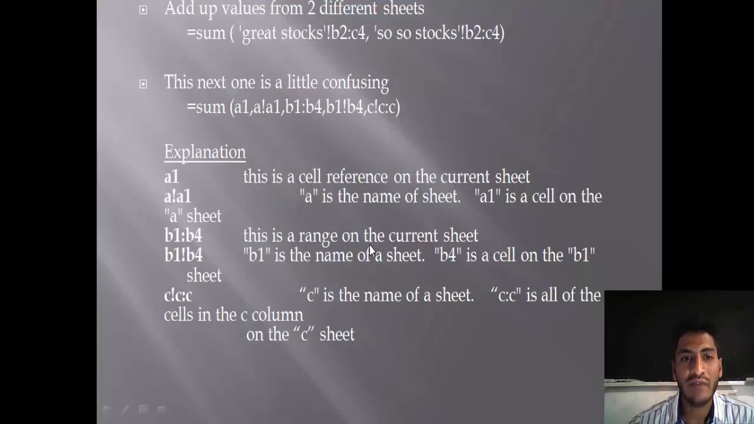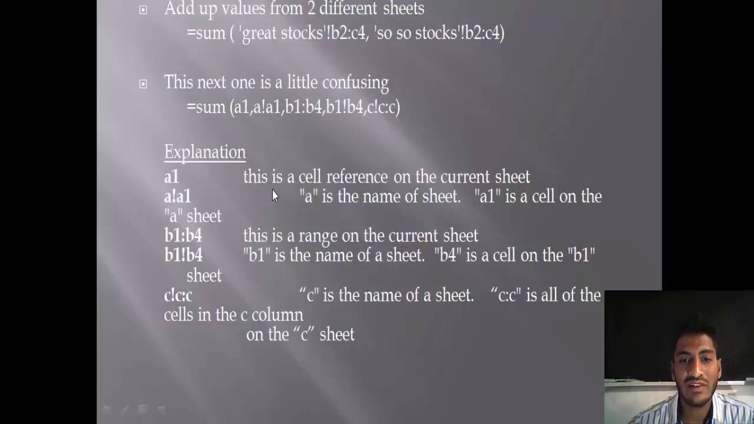More examples, add up values from a different sheet: =SUM(Grade!stocks B2:C4), so stocks B2:C4. This next one is a little confusing: =SUM(A1,A'!A1+A1,B1:B4,B1'!B4,C'!C:C).